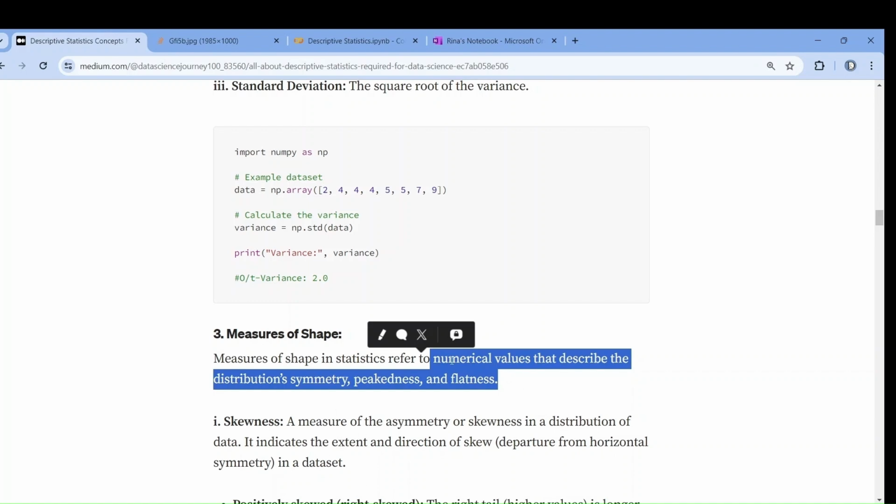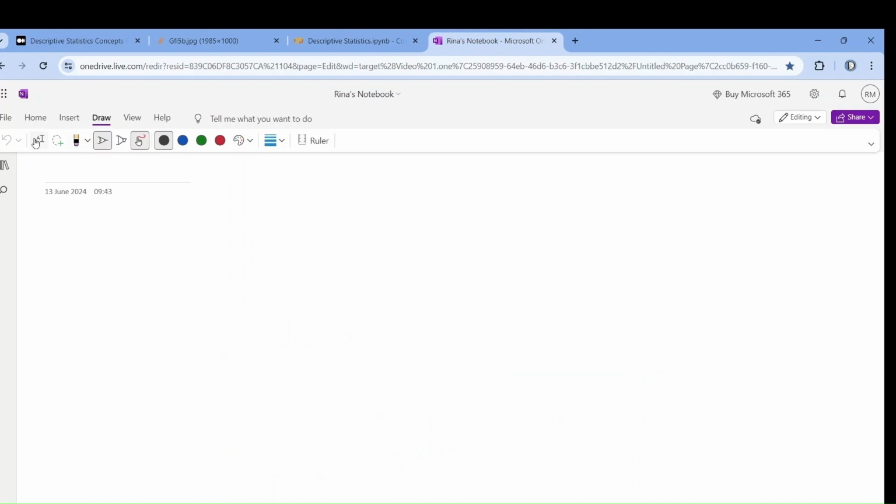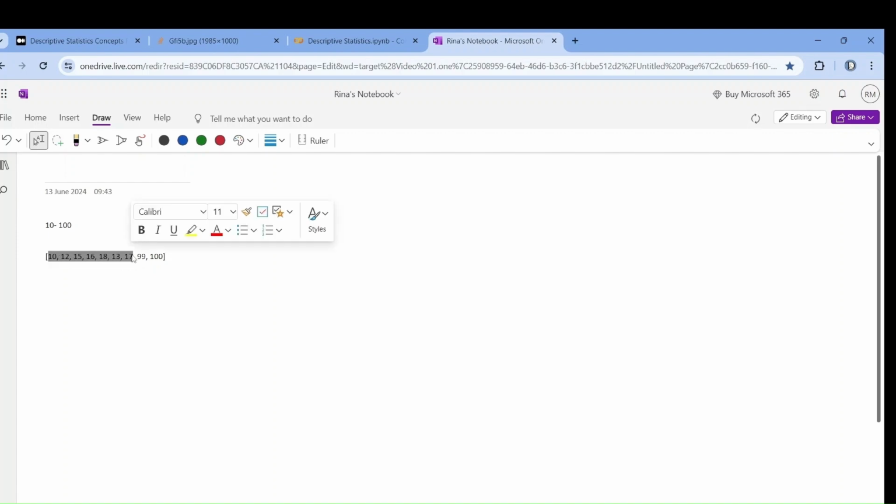Now first, what are all these terms? Suppose you have a data set ranging from 10 to 100. Okay, 10 is the minimum value, 100 is the maximum value. But if in your data set there are values 10, 12, 15, 16, 18, 13, 17 and very few values like 99 and 100, then you can say the data is skewed because most values are near 10, and very few values are near 100. So the data set is not symmetrical.